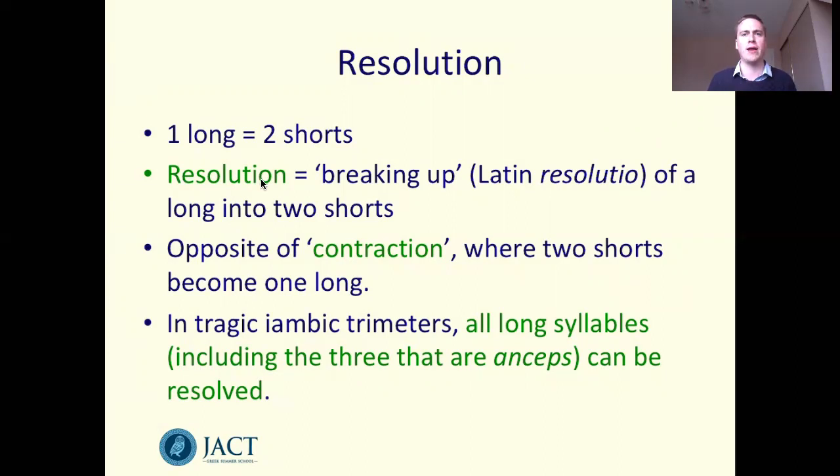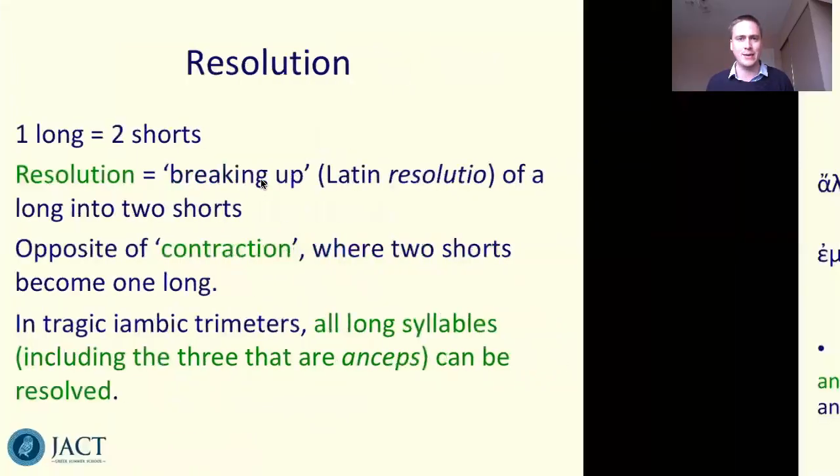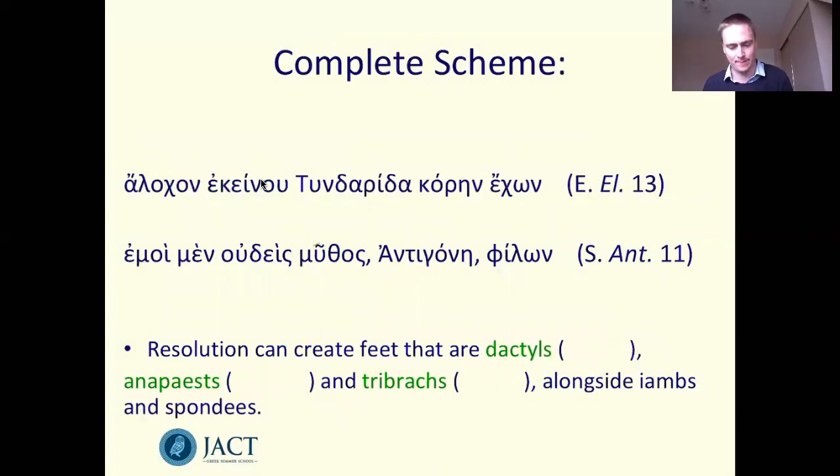including the 3 which are anceps, so the 1st, 5th, and 9th elements. The 12th element, however, the anceps at the end, that cannot be broken up. So the whole scheme is actually as follows. This is the basic scheme, and then I'm going to put all the long elements which can be broken up.